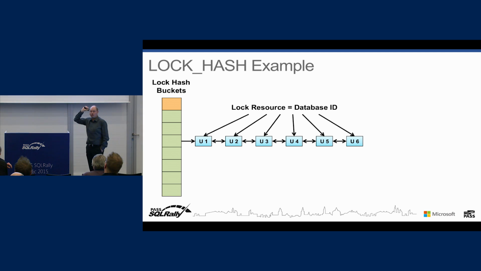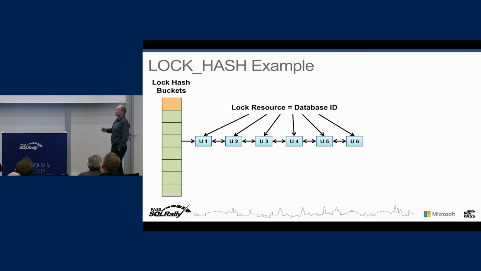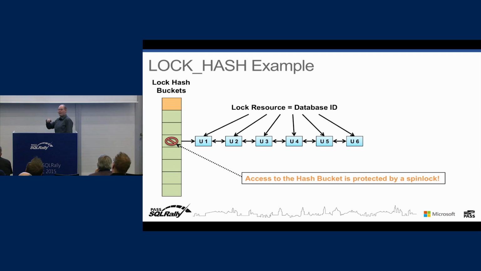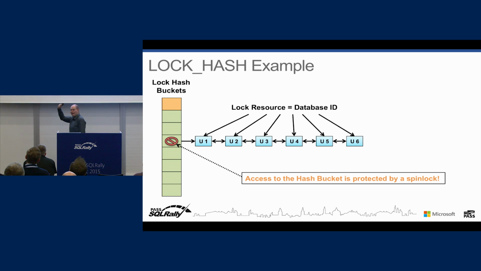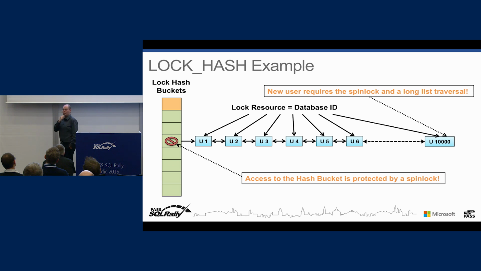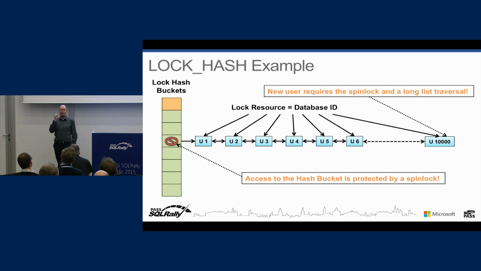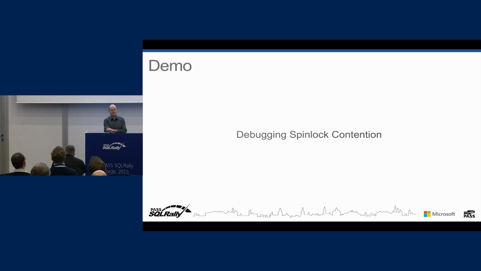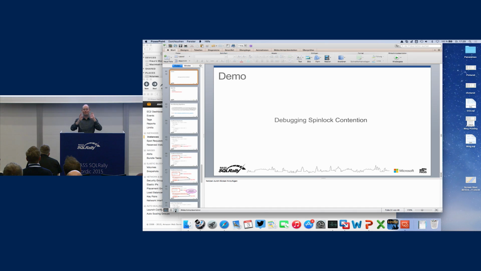When you want to insert a lock into that hash bucket, the hash bucket is protected by a spin lock, meaning you have to get past the spin lock. When you have bypassed that spin lock, you can insert your new lock at the very end of that linked list. This means the longer that list gets, the longer it takes until you can insert a shared lock for the same database. And this can lead to a spin lock contention problem. Let's have a look at that. Now it gets really, really nasty.